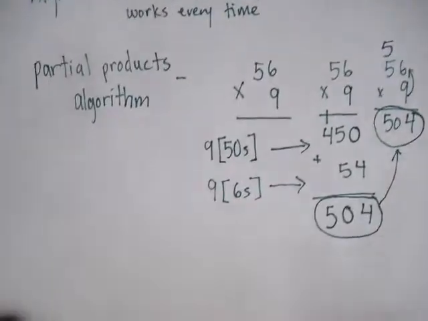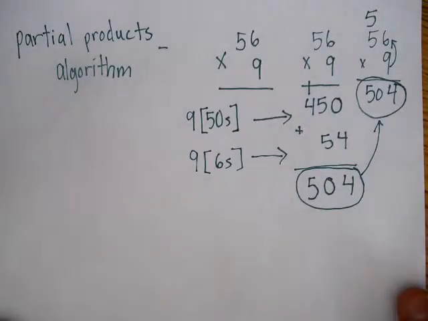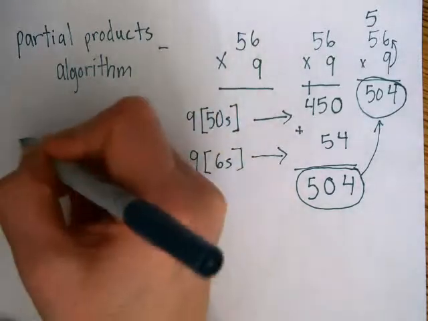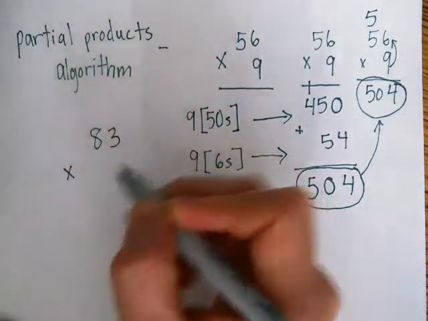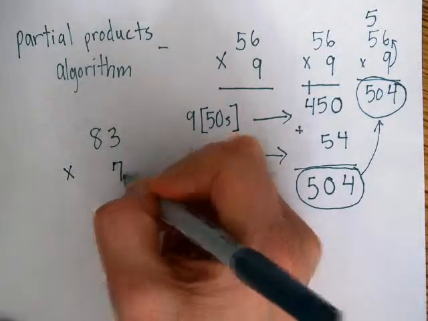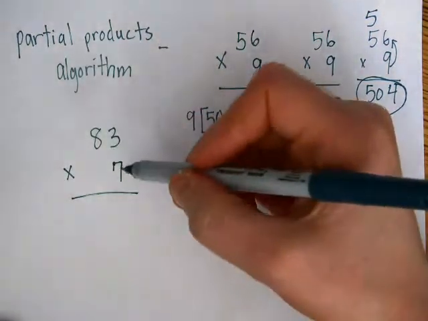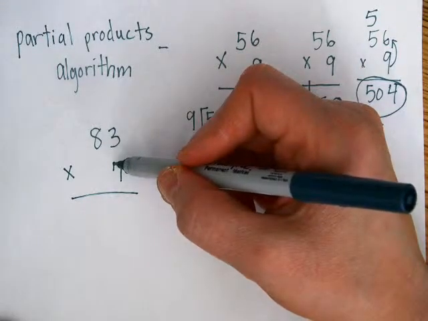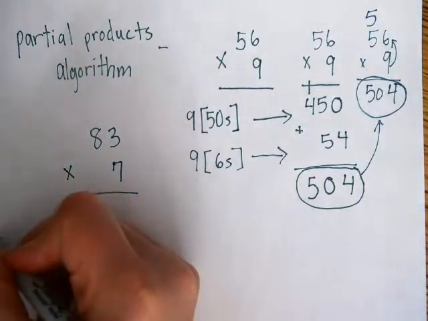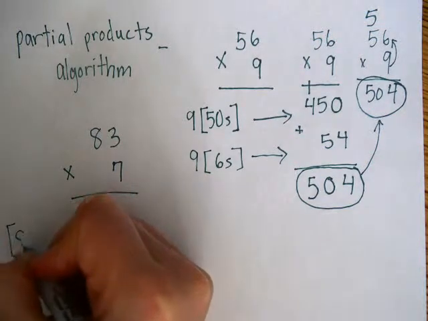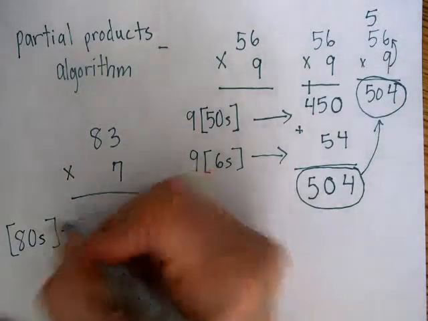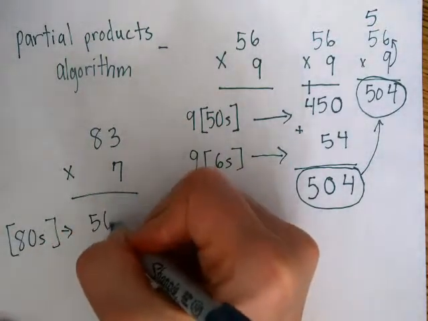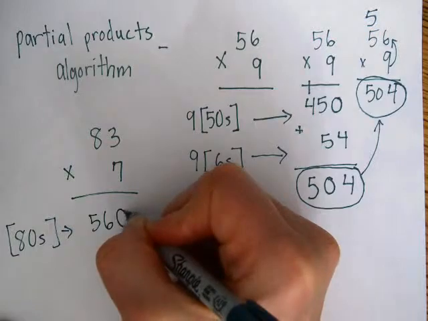I'll do one more example just to help everybody see the idea of the partial products algorithm. And it looks like this. So let's do 83 times 7. And we'll set it up like this. So I know I'm going to do 7 80s. Okay, so I'm going to do 7 80s, and that's like 7 times 80. Okay, and 7 80s is going to be 7 times 8 is 56, and then 1 0, so that's 560.